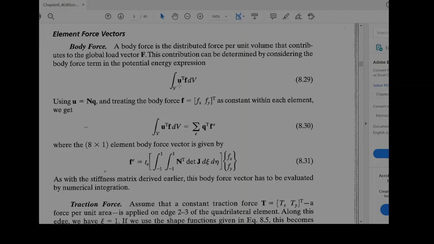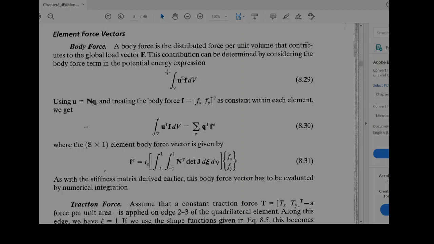And so when I look at this expression, it's U transpose F. So this U transpose is essentially an 8 by 2 matrix, because remember U is just a 2 by 1. The N is a 2 by 8 and Q is an 8 by 1, so this whole expression becomes a 2 by 1. And so this U transpose will be a 1 by 2. And this F is a 2 by 1 vector with two components, Fx and Fy, and that becomes a scalar. So this is a volume integral over the scalar.